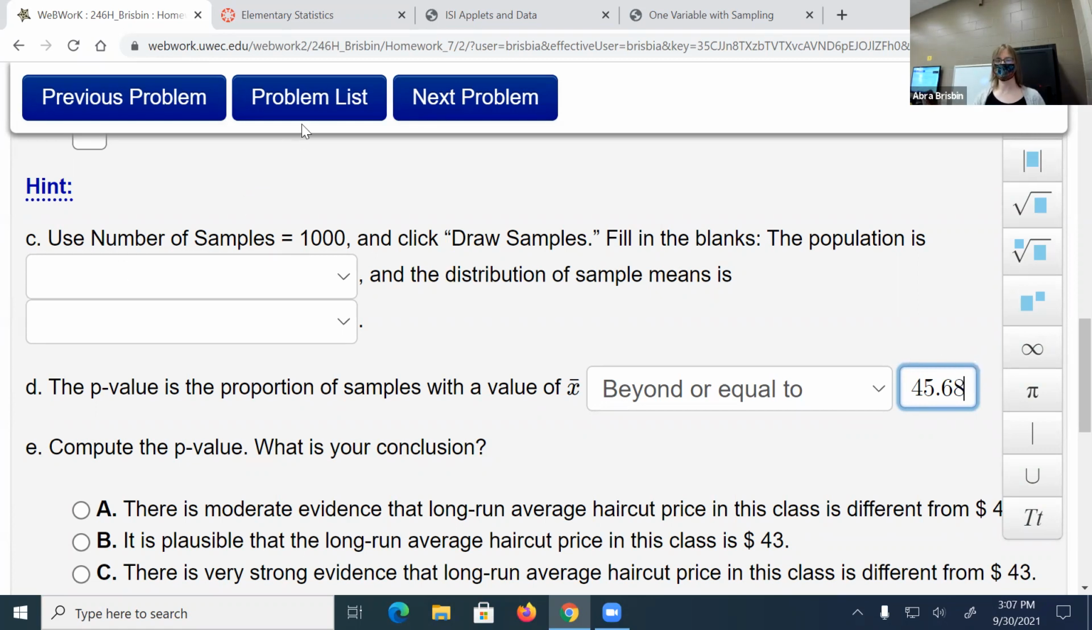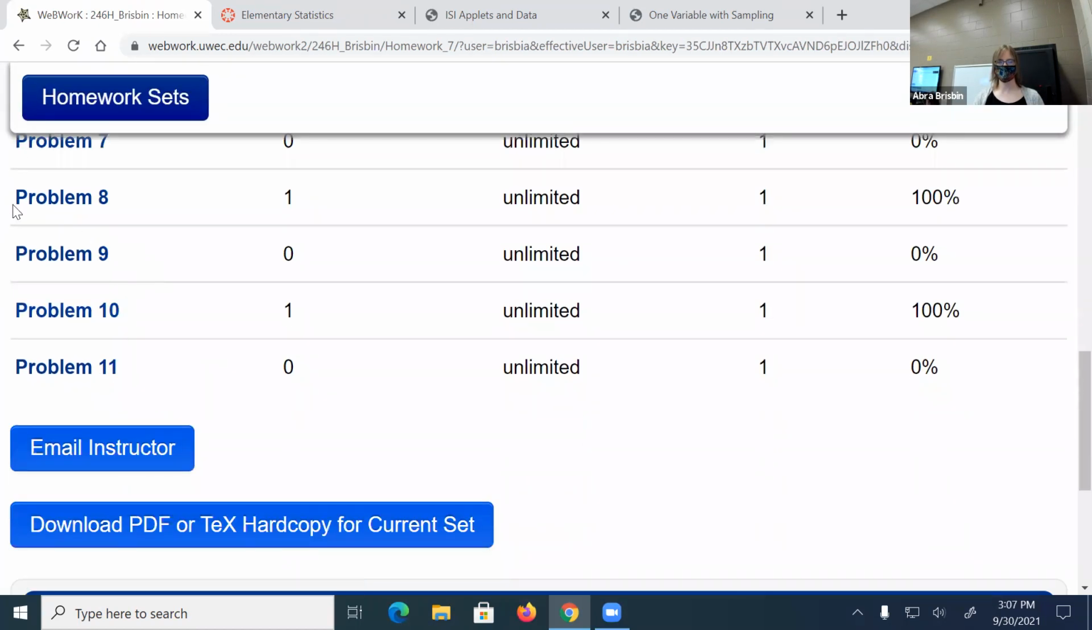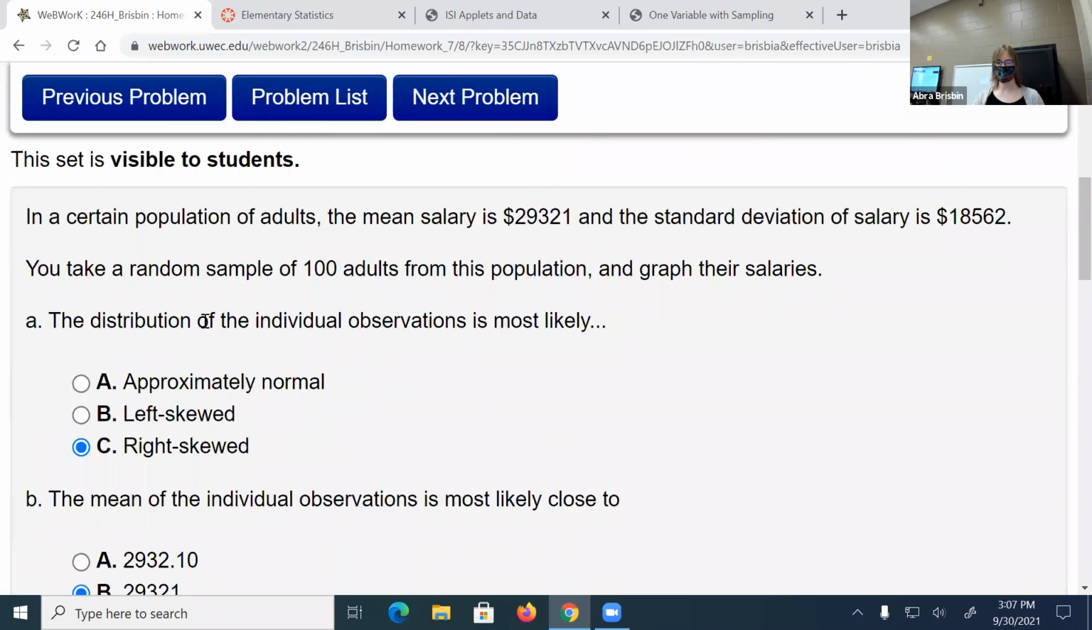Problem 8, A, B, and C. Okay. So in a certain population of adults, the mean salary is 29,321, and the standard deviation of salary is 18,562. You take a random sample of 100 adults from this population and graph their salaries. So in other words, this is saying, if we made a dot plot, so each dot in this graph that we're talking about right now is the salary of one person.